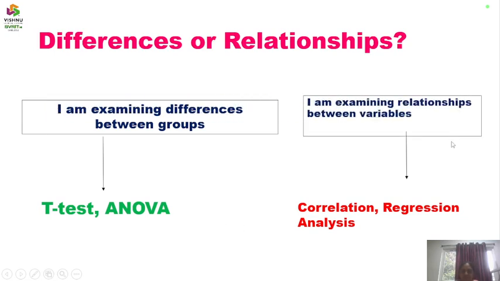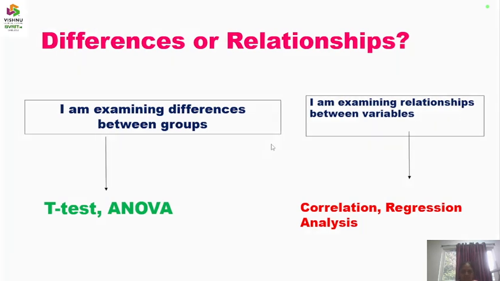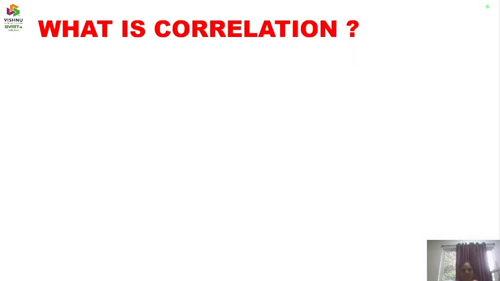And when we are examining the relationship between the variables, we use correlation and regression analysis. This is very important when we are going with correlation and regression in statistics, and this comes under the test of hypothesis. Here we are seeing the groups, and here we are seeing the variables. Next, come to the actual part.